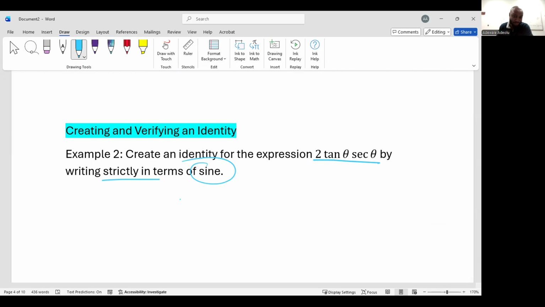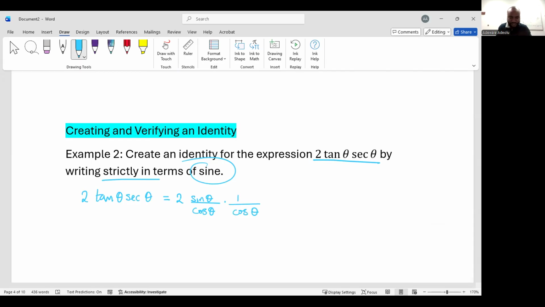Okay, let us see how we can do that. 2 multiplied by tangent of theta, secant of theta. Well, tangent, I can rewrite it as sine of theta divided by cosine of theta. That we know. What about secant? I can write it as 1 divided by cosine of theta.